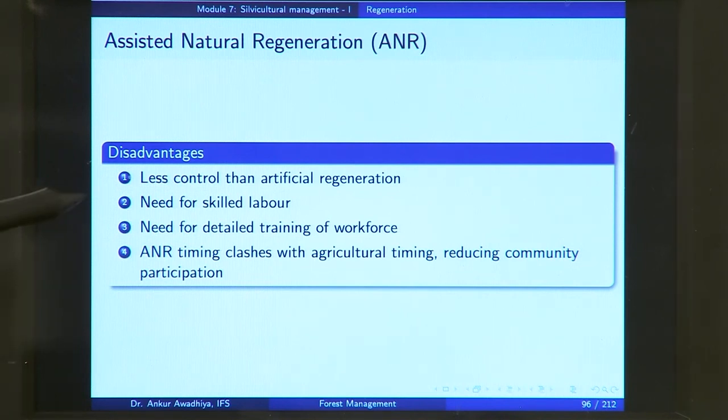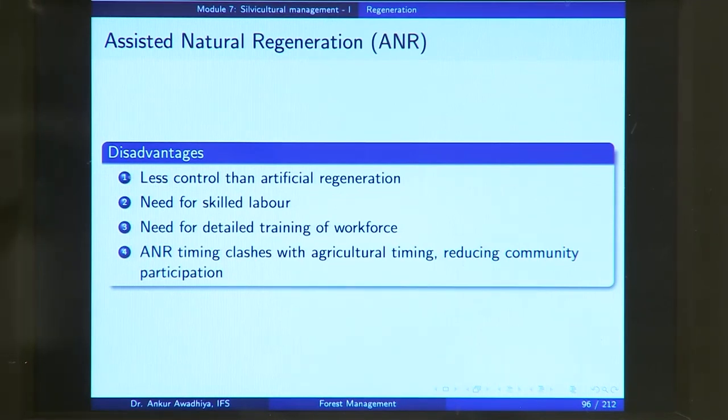There is a need for skilled labor, because you need to train your labor on how to identify your woody regeneration, how to perform the ring weeding, how to use a board to suppress the grass, how to protect this area against fire, how to protect this area against cattle, how to perform fencing. So, for all of these things, you need to provide certain skills to the labor.